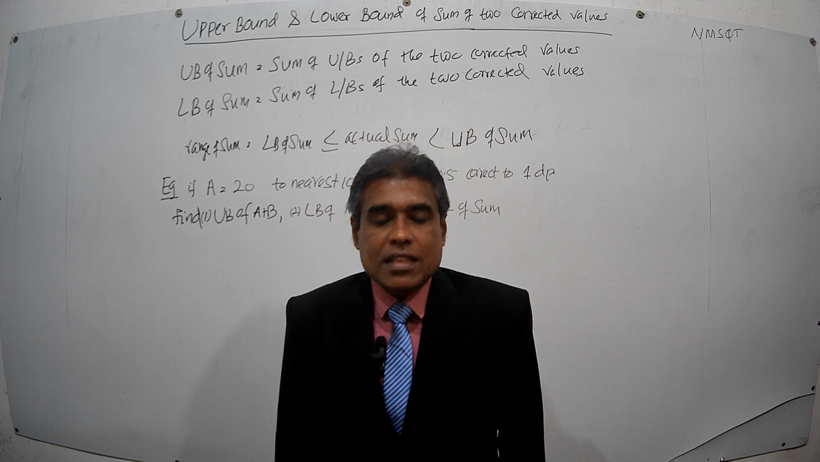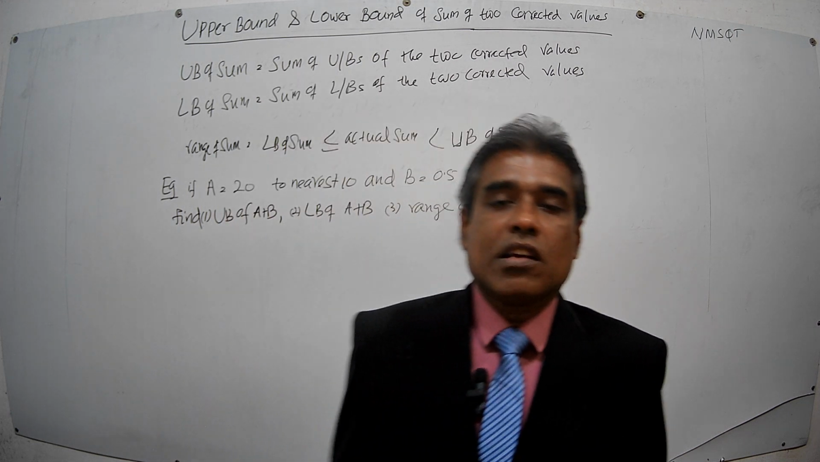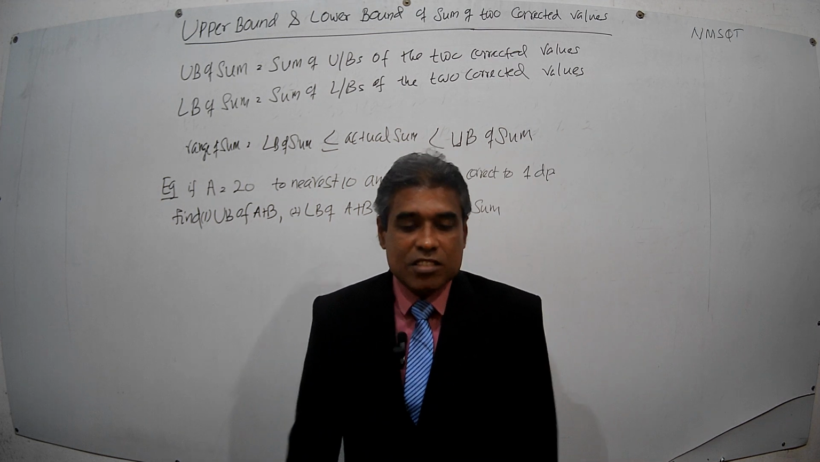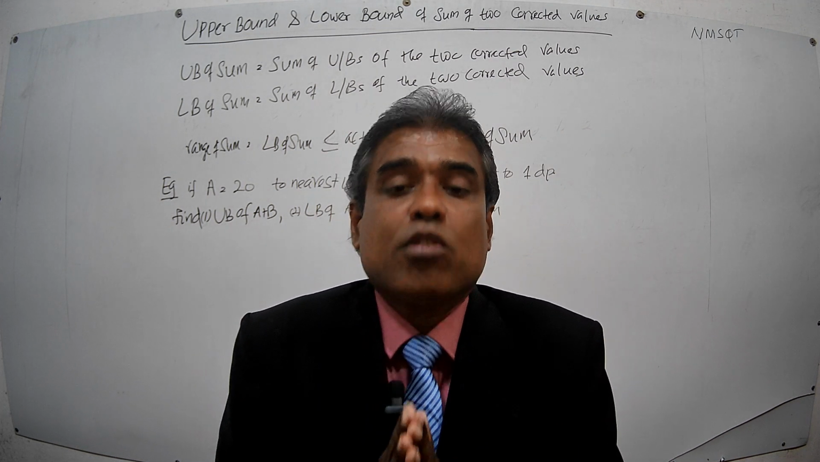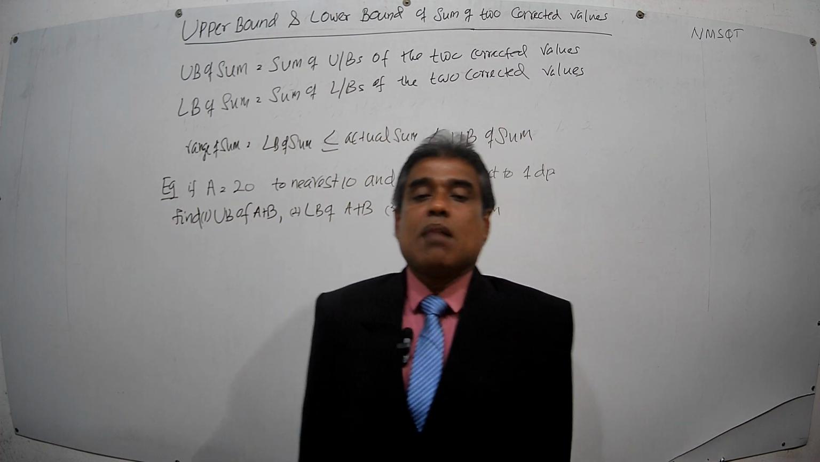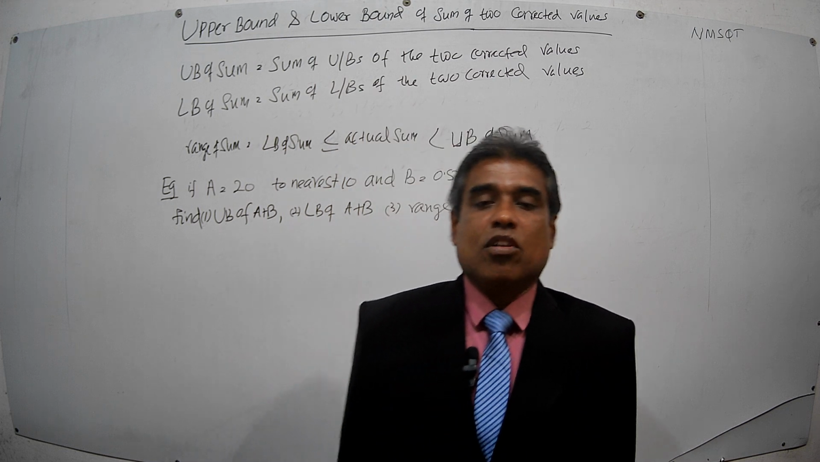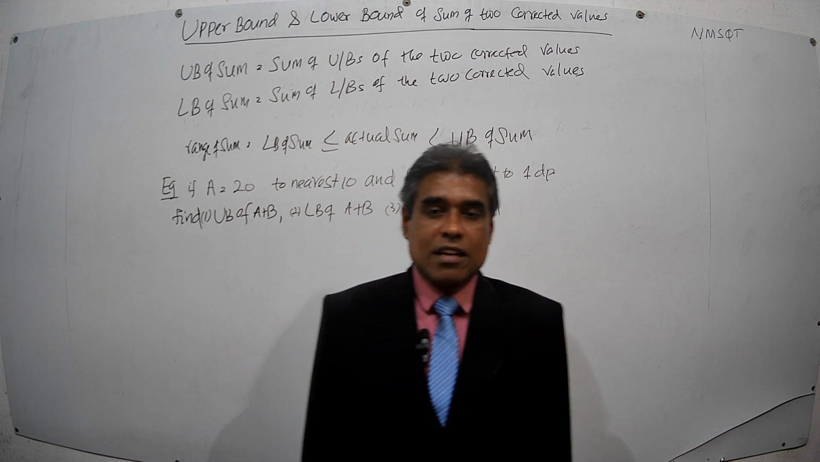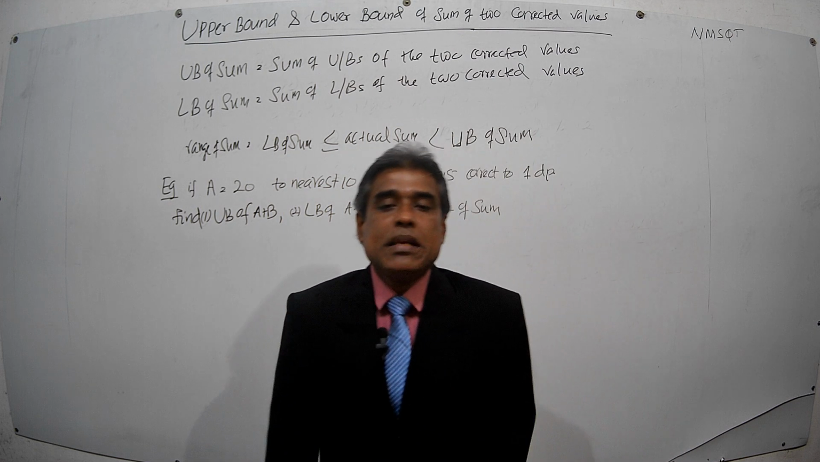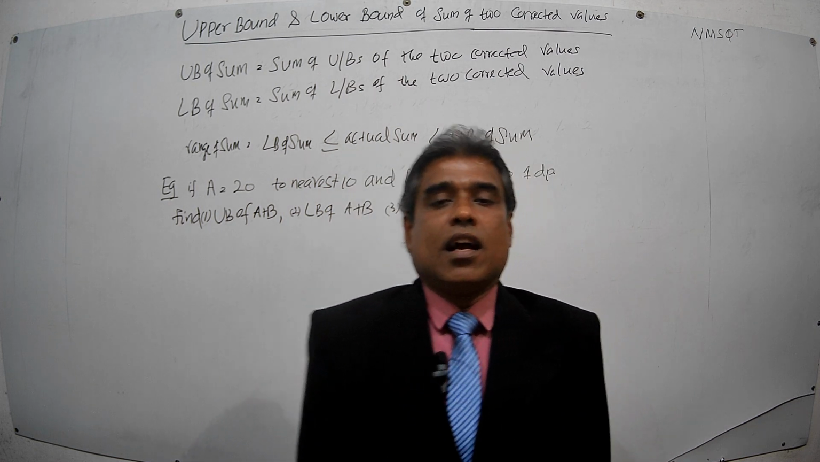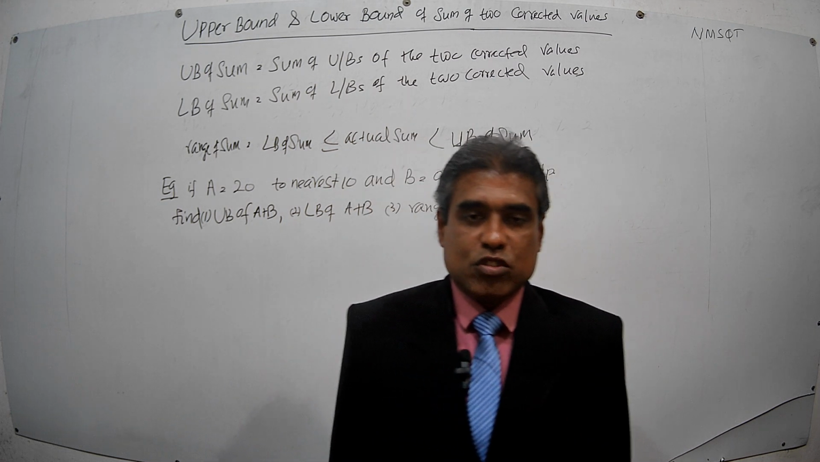The upper bound is said to be the maximum value that can be rounded to a given corrected value. Here we learn the upper bound of the sum of two corrected values, that is the maximum sum of the two corrected values, and the lower bound of the sum of two corrected values, that is the minimum sum of the two corrected values.